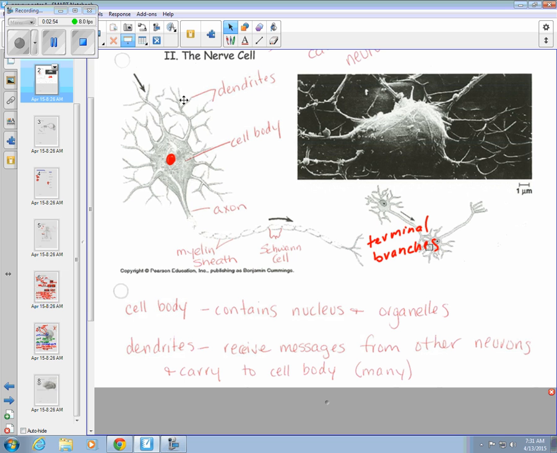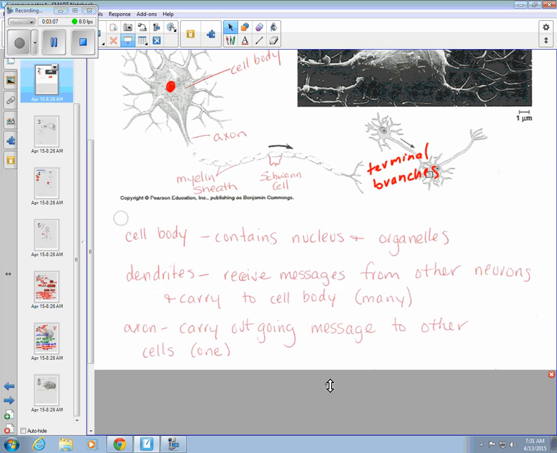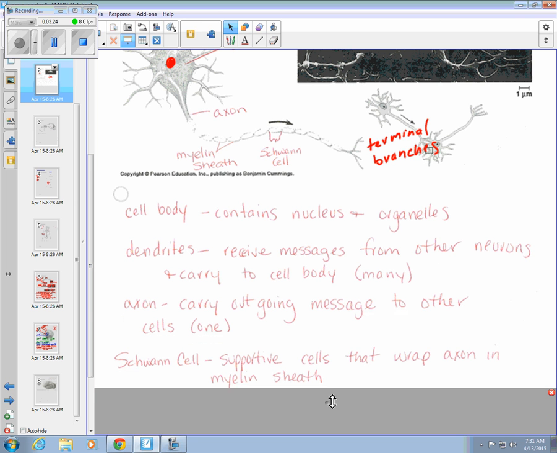The dendrites that I mentioned, these branches out here, they're going to receive messages from other neurons and then carry that message into the cell body. There are a lot of dendrites receiving messages from many different directions. The axon, which is this tail-like structure that runs to the tip of the nerve cell, that's going to carry that message from the cell body out to the terminal branches. It will only carry one message at a time.